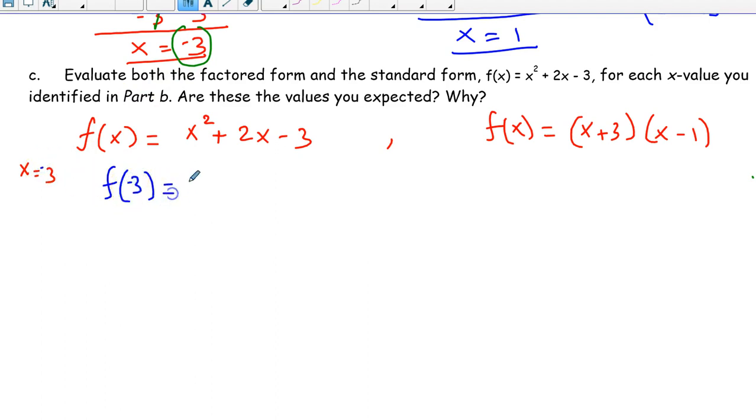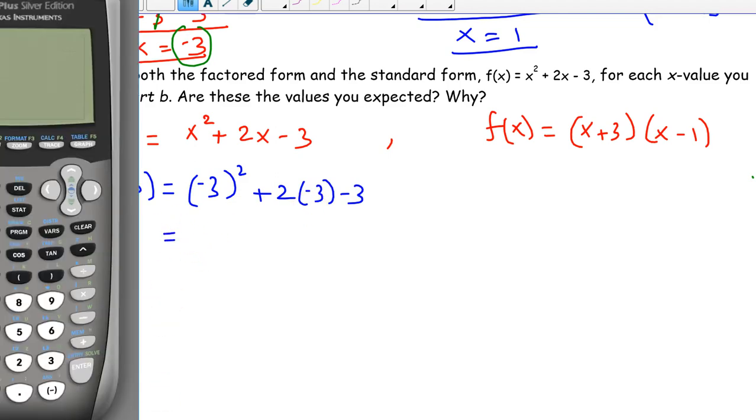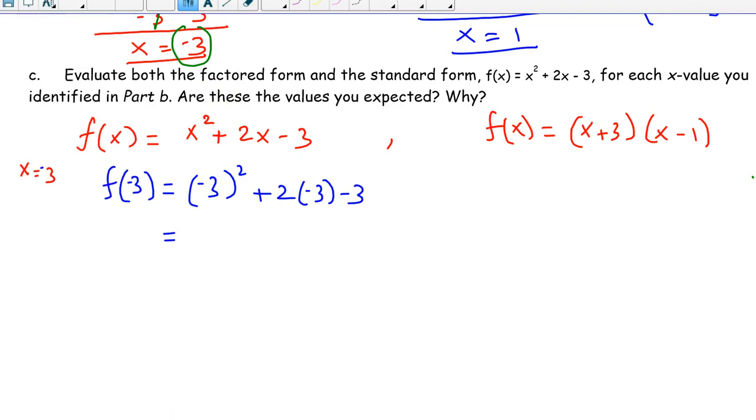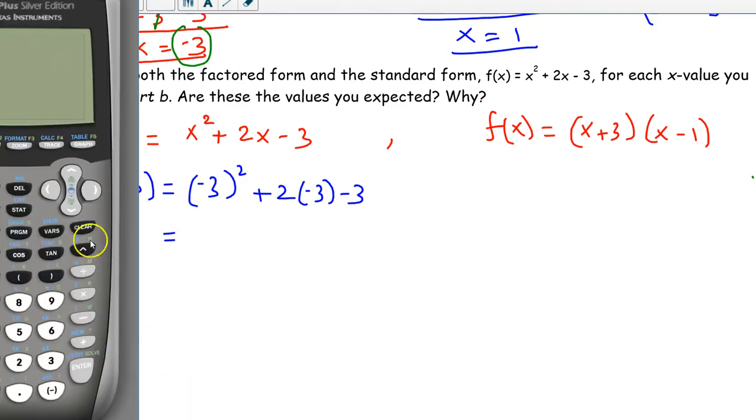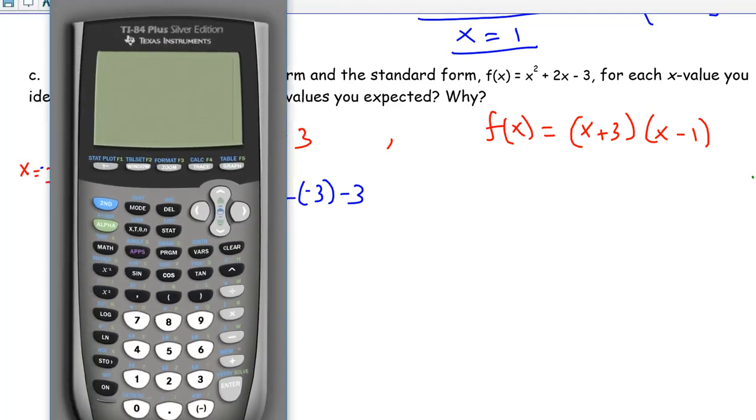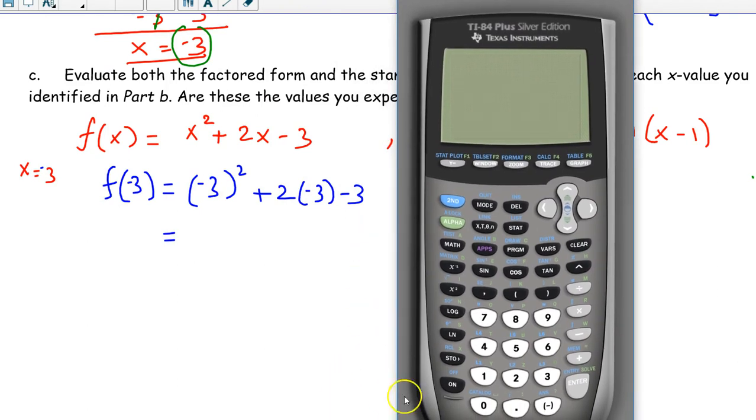is equal to negative 3 square plus 2 times negative 3 minus 3. That is how much? I'll just use the calculator. I'll show you how to enter these numbers in the calculator. Alright, I'll turn it on.